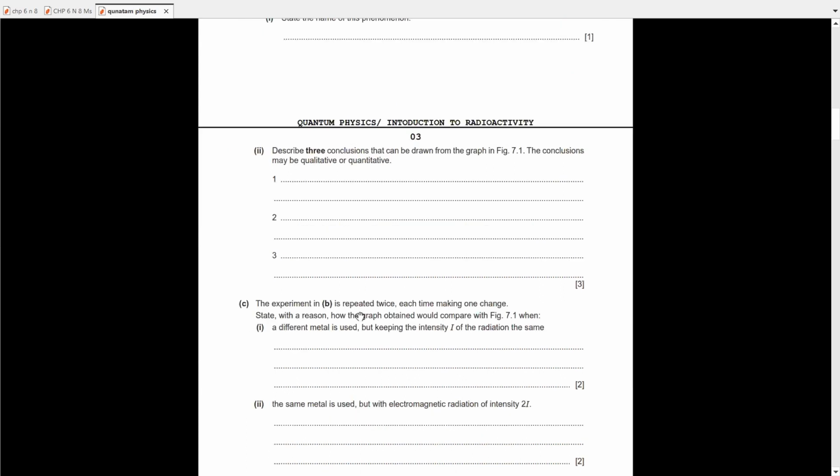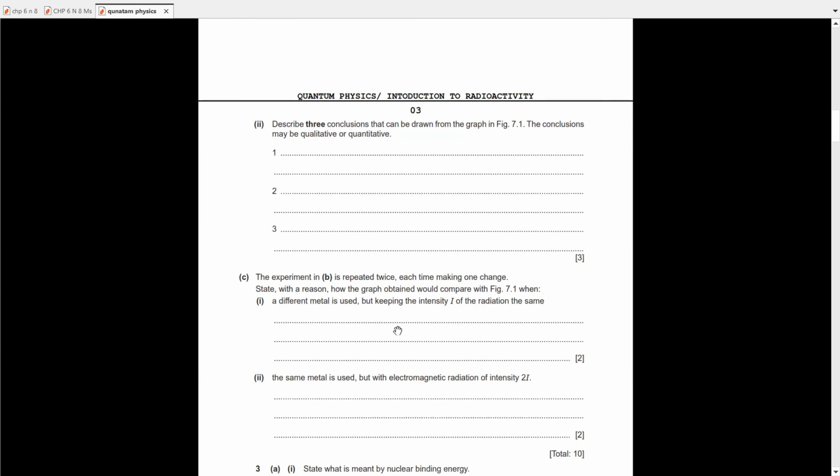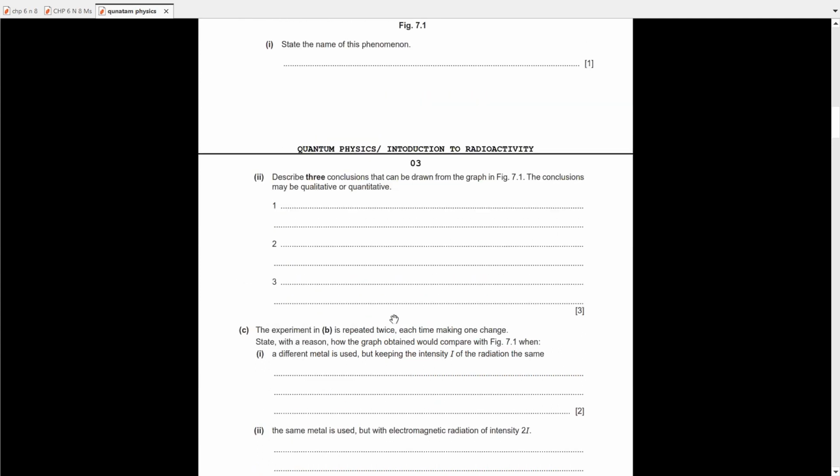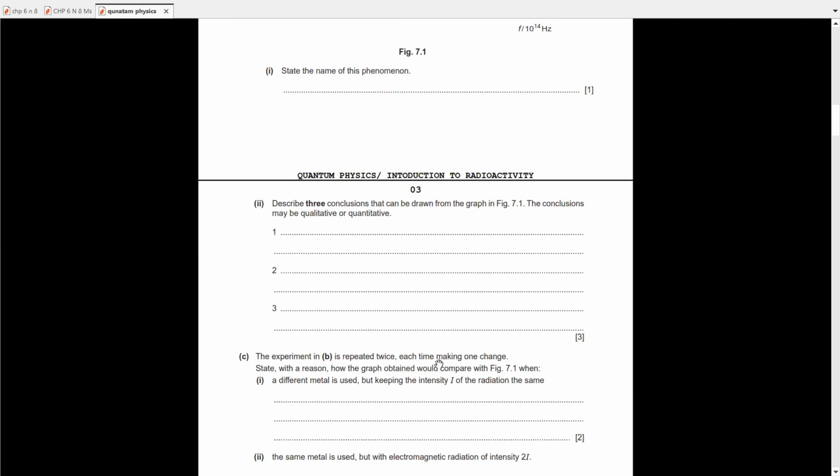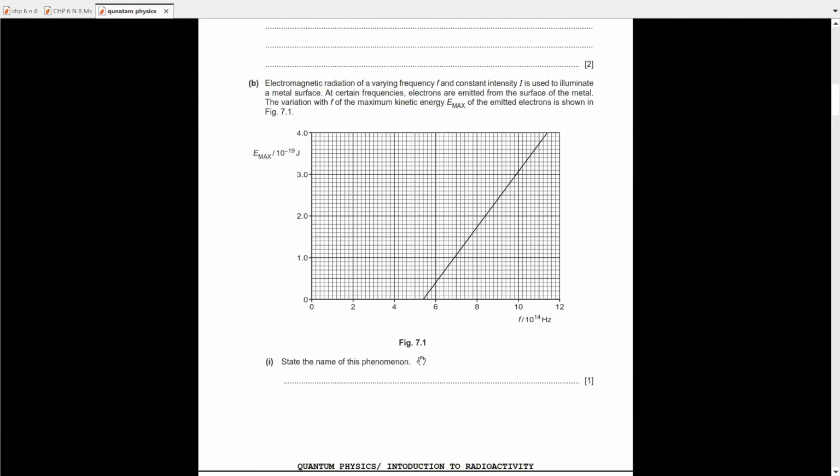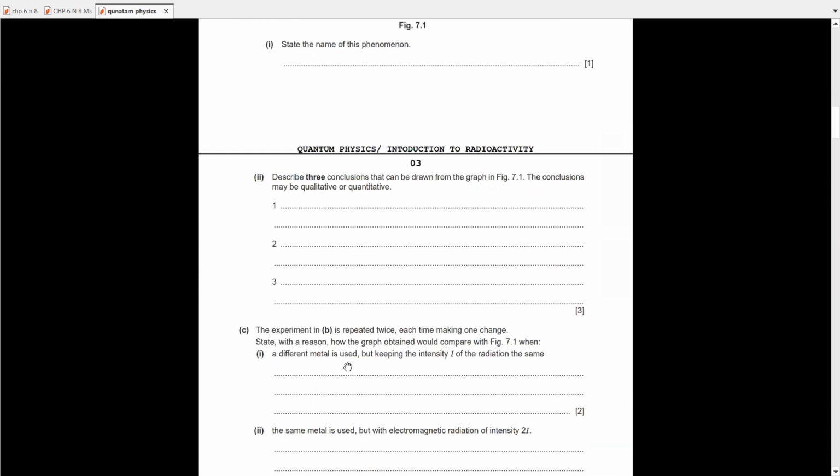The experiment is repeated twice, each time making one change. State, with the reason, how the graph obtained would compare with figure 7.1 when a different metal is used but keeping the intensity of the radiation the same. Intensity is the same, so we have already discussed that if intensity is the same, the number of electrons emitted would be the same. Sorry, I misread it, I thought the metal is the same. If a different metal is used, the threshold frequency would be different, obviously, but the number of electrons emitted would be the same.